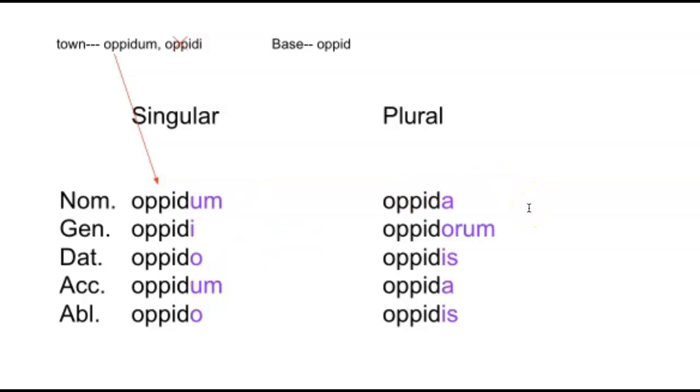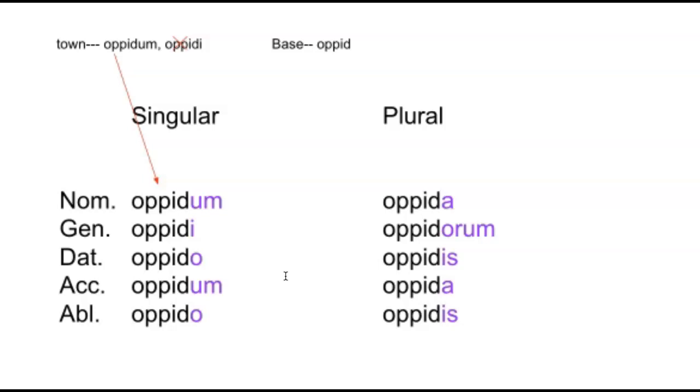Second declension neuter, nominative, accusative the same. And this shows us our second declension neuter rule. Actually, it's the neuter rule, period. It works for all declensions.